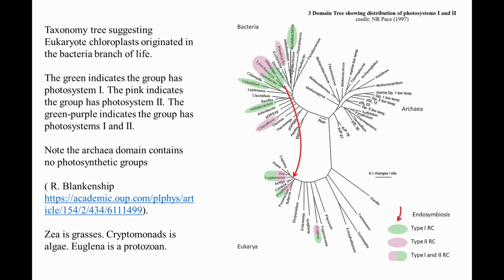To repeat, the figure shows a taxonomy tree suggesting eukaryote chloroplasts originated in the bacteria branch of life. The green indicates the group has photosystem 1. The pink indicates the group has photosystem 2. Archaea have no photosynthesizing species.